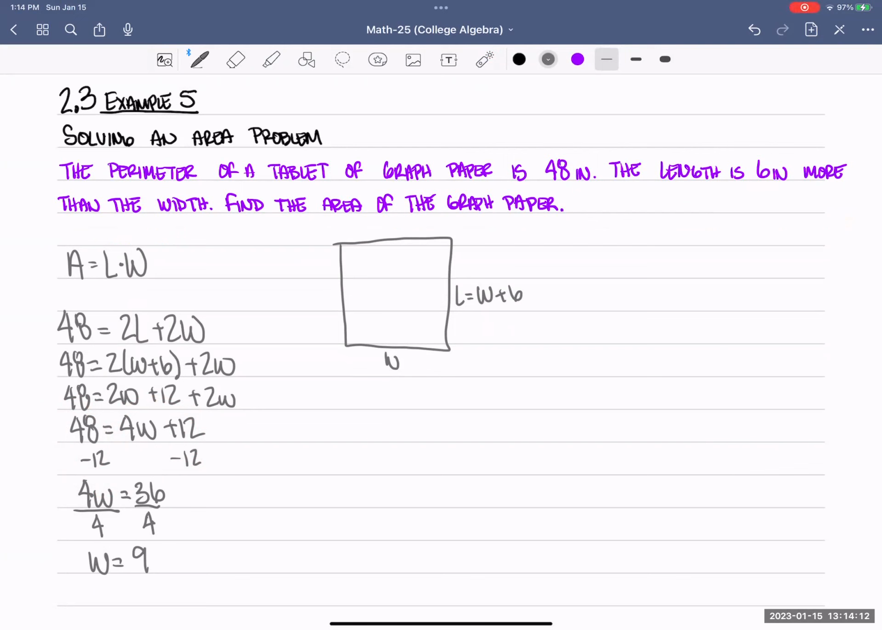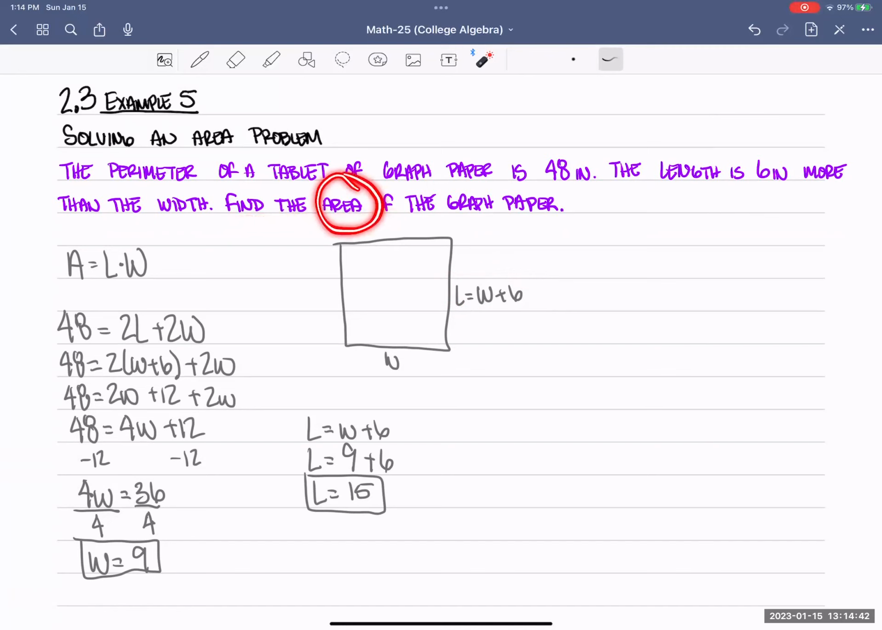So we have our width. Over here, it tells us that our length is 6 more than our width. So L is equal to width plus 6. Length is equal to 9 plus 6. Length is equal to 15. So we have our length and our width. We just need to figure out what the area is. Remember, that's what they were looking for: find the area.